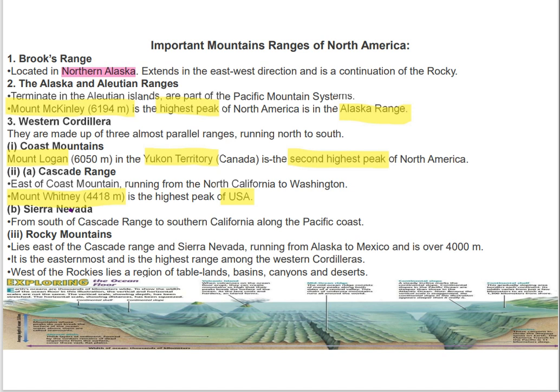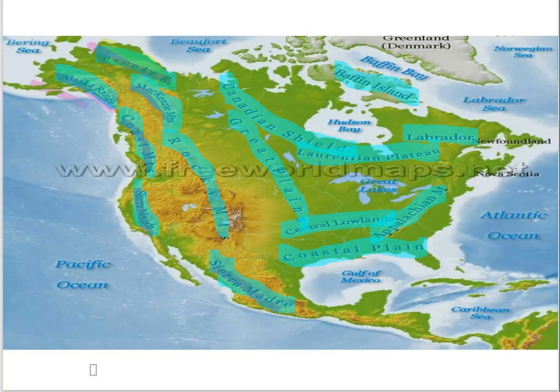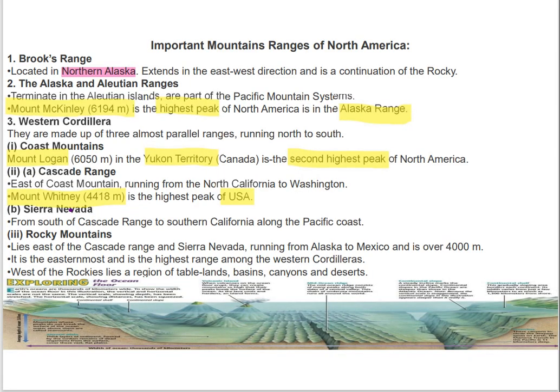That's why Russia sold its territory to the USA, and thereafter it extends in the east-west direction and is a continuation of the Rockies. Okay, so as we see in the picture, this extends in the northwest, and it is an extension of the Rockies mountain range. So here are the Rockies mountain ranges.